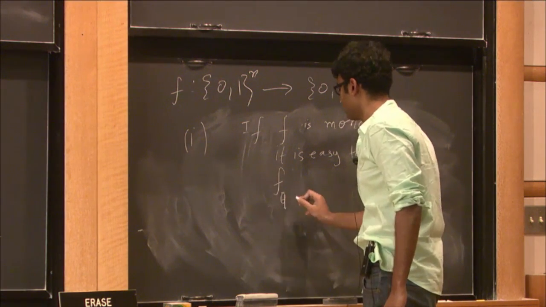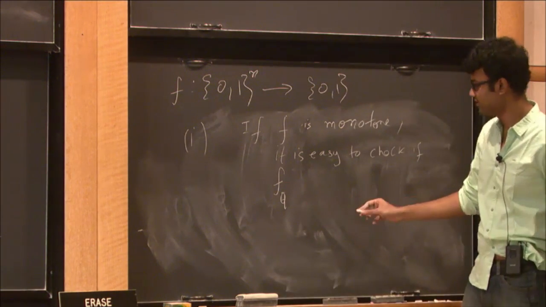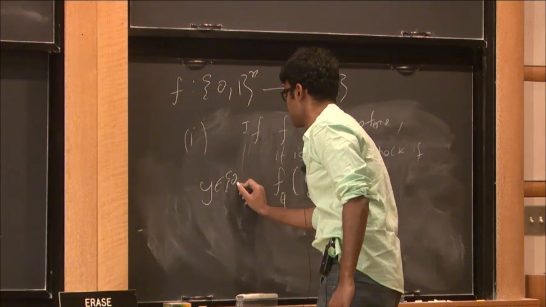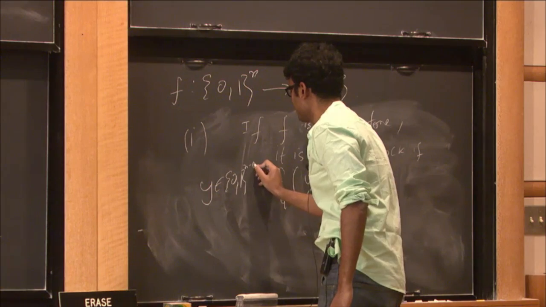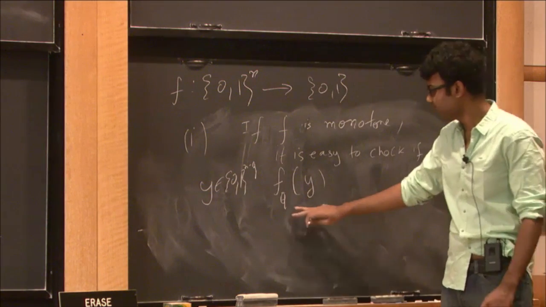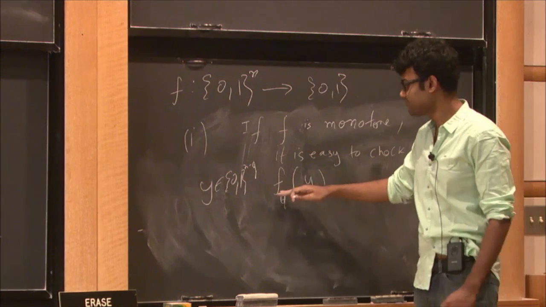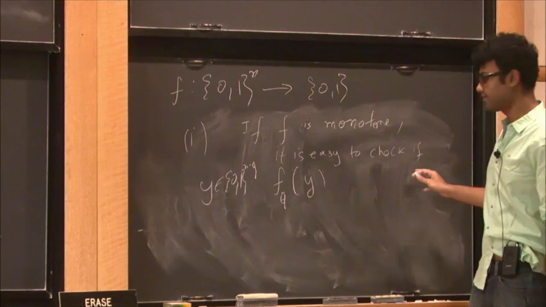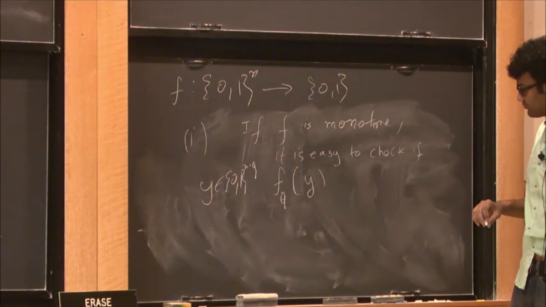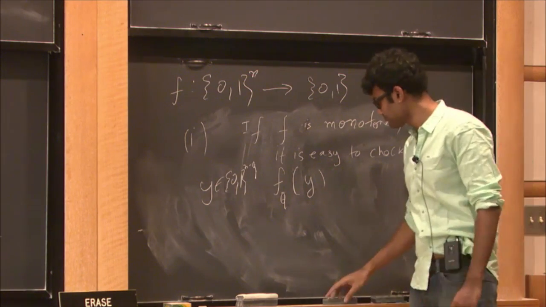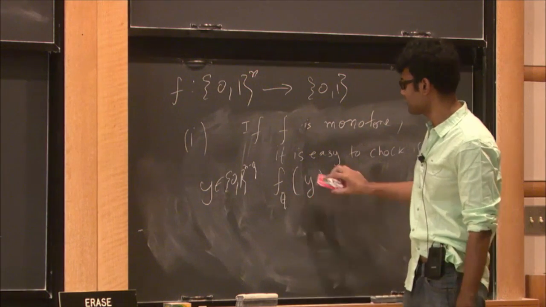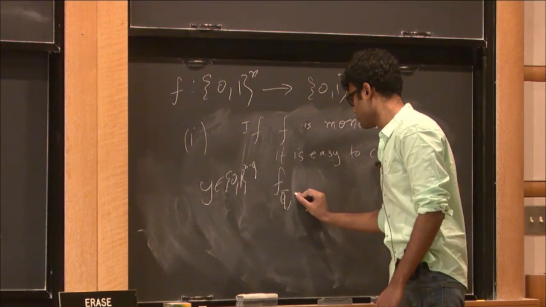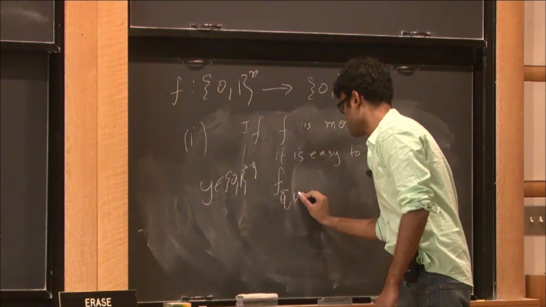say, by fq I mean the function where, so let y be a string of length n minus q, and let fq be the function where f is partially evaluated on the coordinates outside q. So it's easy to check. Maybe you want y in the subscript. I see. It's not the value of f. That's true. f restricted to y on q bar. Right, thanks.